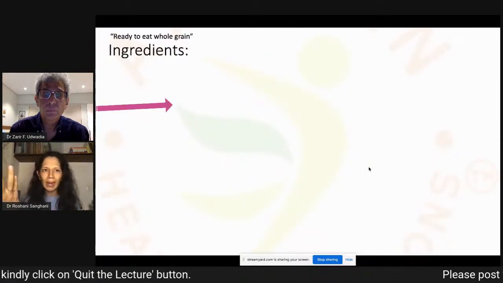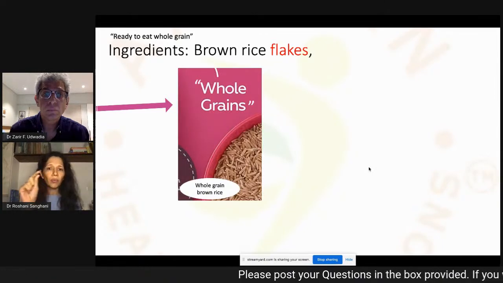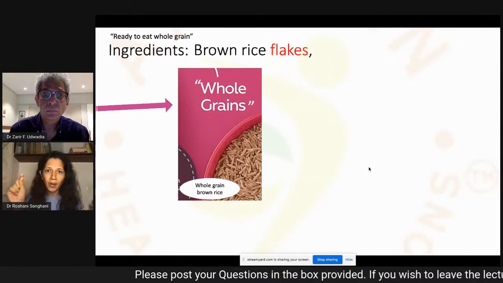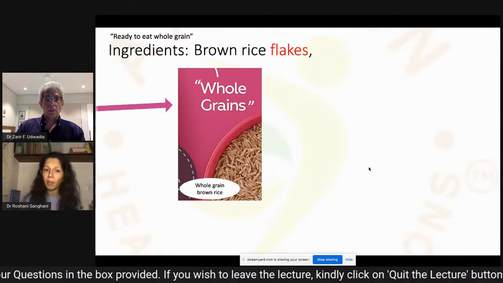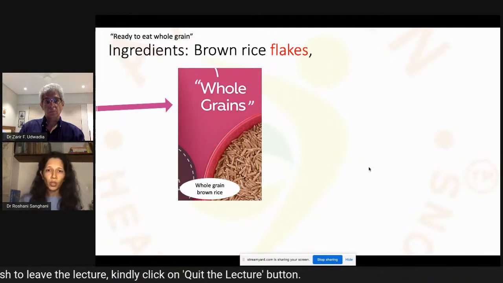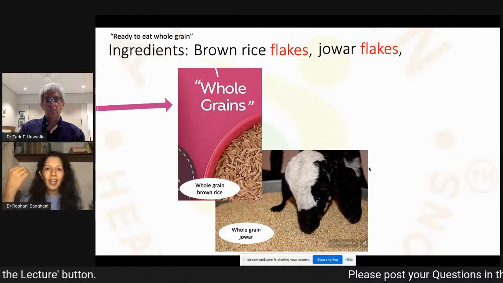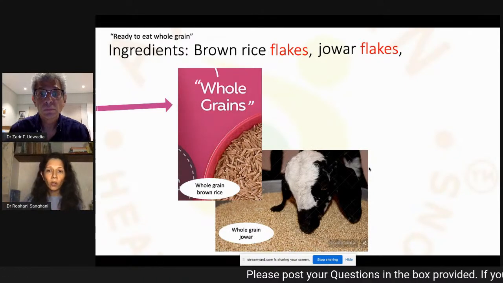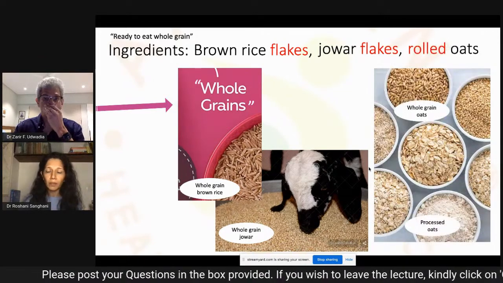And when you read the back, this is a ready-to-eat cereal, right? So it says brown rice flakes. Now it's not saying whole grain rice. I showed you the picture. They have a picture of whole grain rice on their box, but that's not what's inside the box. You have rice flakes, which you can pour milk on or have straight away without even chewing it. They have jawar flakes, and whole grain jawar looks very different. Ready to eat for somebody else, not you and me.